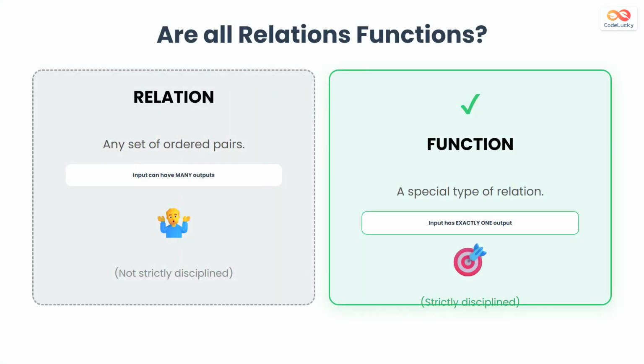You might hear the word function often. It is important to know that while every function is a relation, not every relation is a function. A function is a special, strict type of relation where every input has exactly one output. Normal relations are more relaxed and allow inputs to have multiple outputs.